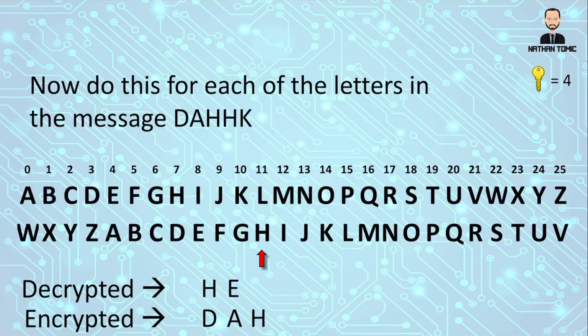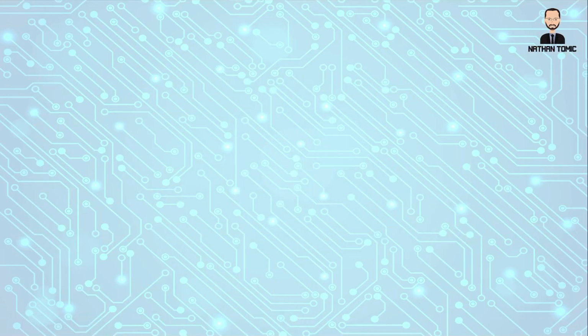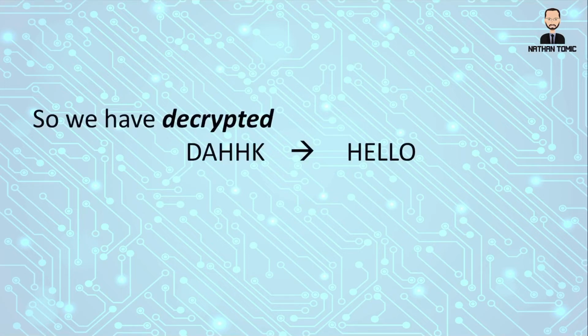We do the H, same thing. Look above it for the L. Again, we've got another H, so we know that must be an L. And we finally do the K, finding that in the bottom row, looking up the top and seeing that's an O, and I've now decrypted my word. So DAHHK with a key of 4 is decrypted to be hello.